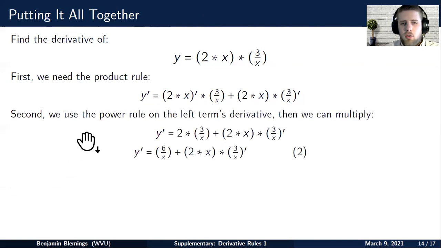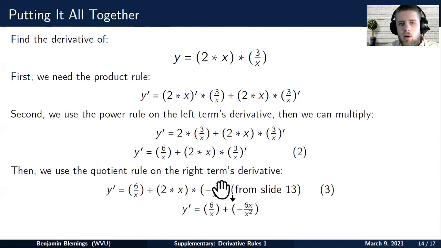All right, so first we're going to use the power rule on the left term's derivative. That's the 2 prime x times 3 over x. And so the derivative of 2 times x is just 2, like you guys already know, and then times 3 over x. And then we have this right term that we need to deal with. And so I simplified this here, and then we still have the right term.